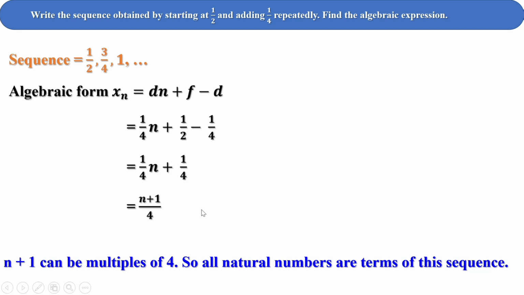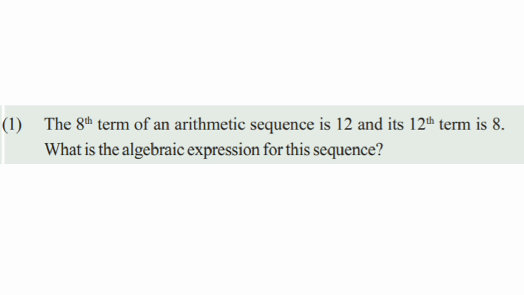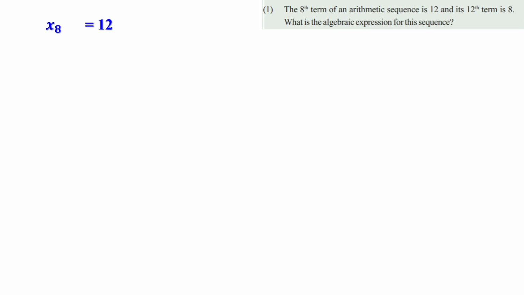Now let us do some problems from page number 24 and 25. First problem. The 8th term of an arithmetic sequence is 12 and its 12th term is 8. What is the algebraic expression for this sequence? 8th term is 12 and 12th term is 8. Let us find the common difference at first.